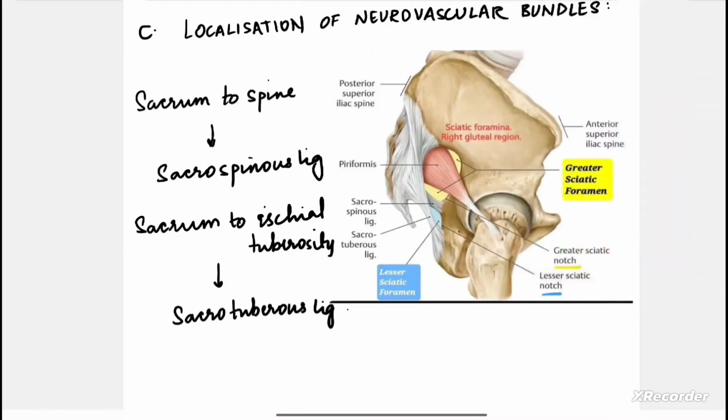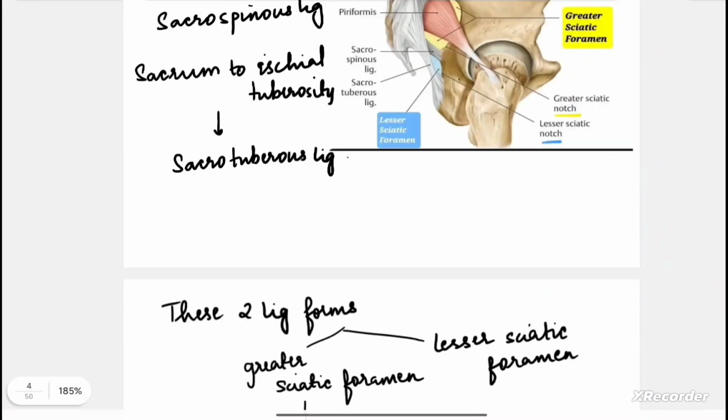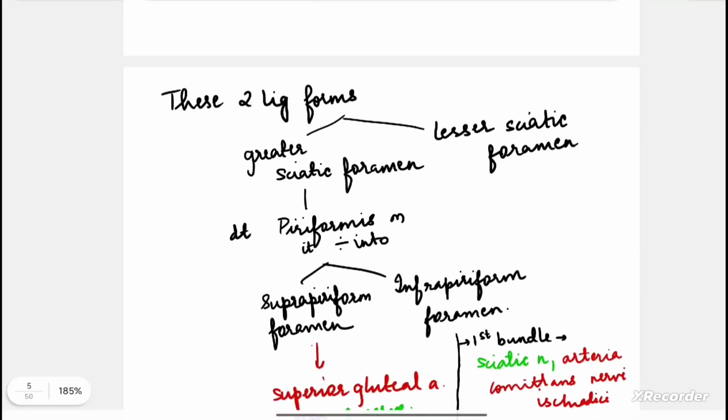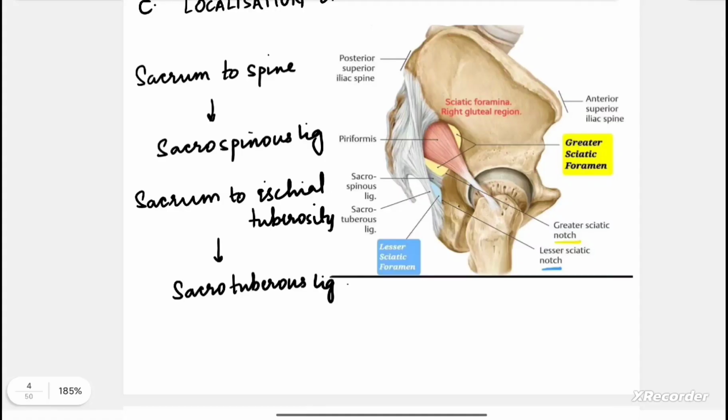Now, these two ligaments form the greater sciatic foramen and the lesser sciatic foramen. See here in this diagram, the sacrospinous ligament is here, the sacrotuberous ligament is here. These two ligaments form two foramens: one is the greater sciatic foramen and another is the lesser sciatic foramen, up and below.